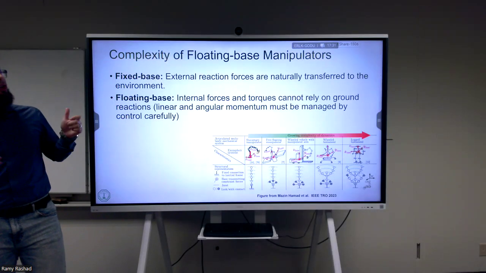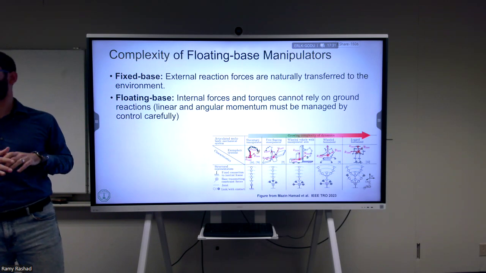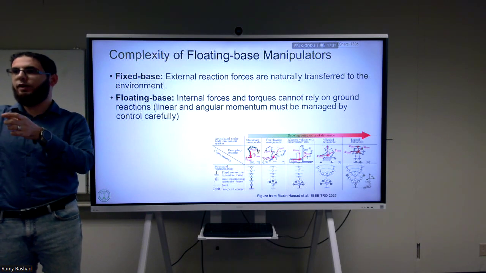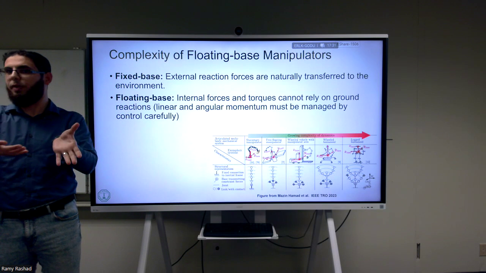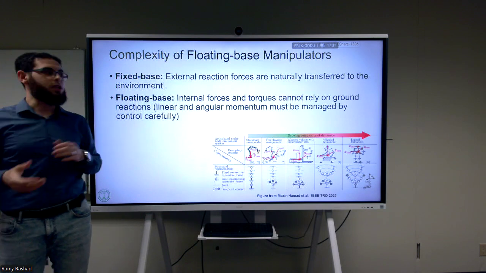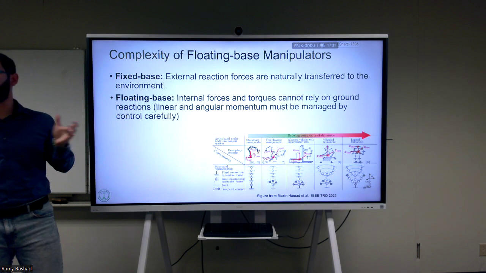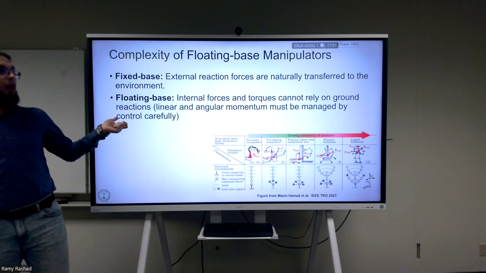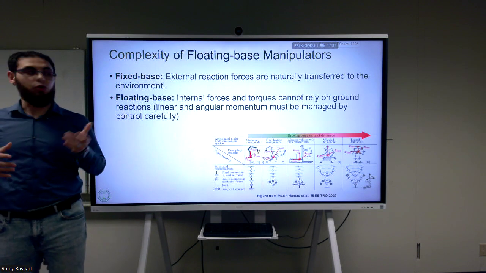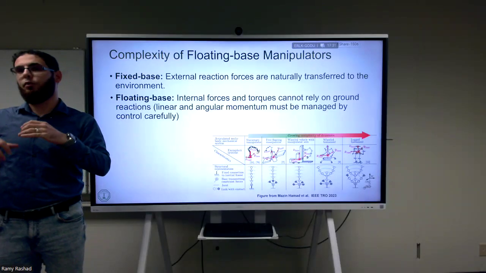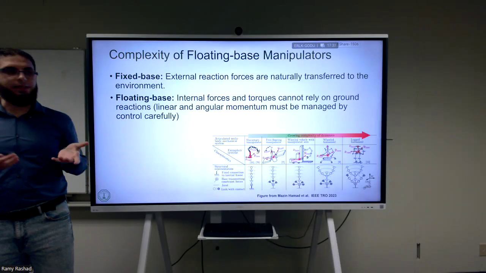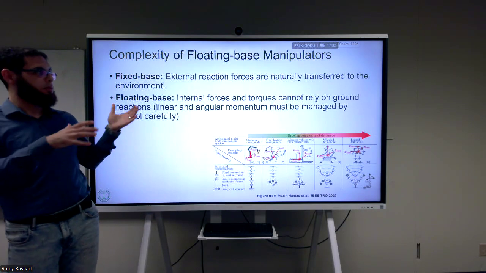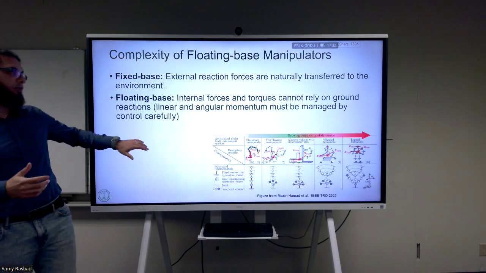With the fixed base, we have external reaction forces that are transferred to the environment. Each joint has an actuator, so when we supply power to these actuators, we start moving the end effector and we do something. However, when we have a floating base, we have a weird combination of internal forces and torques, and we cannot just rely on the ground and the reactions. We also need to take into account the conservation of momentum. Conservation of momentum is a law of physics, so we need to manage it by control to make sure that we're not violating it. We try to design controllers that take this into account.